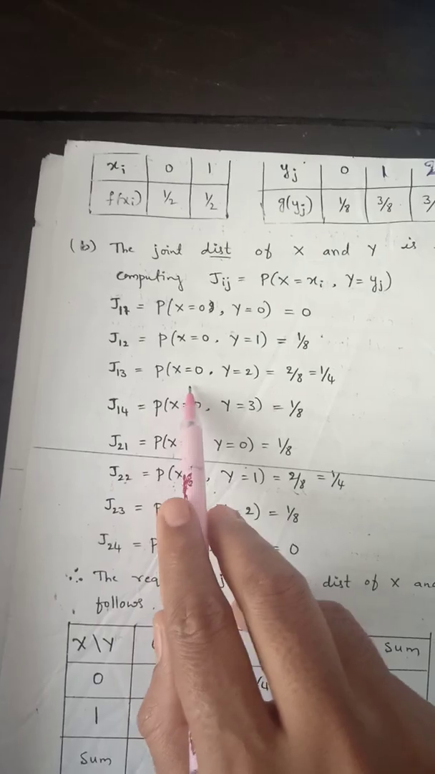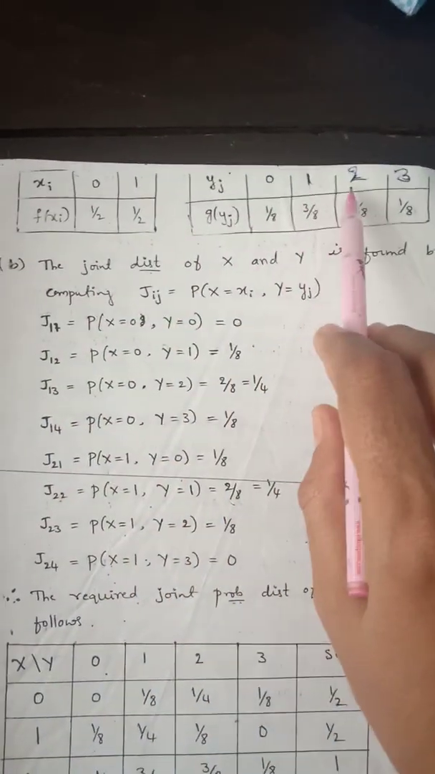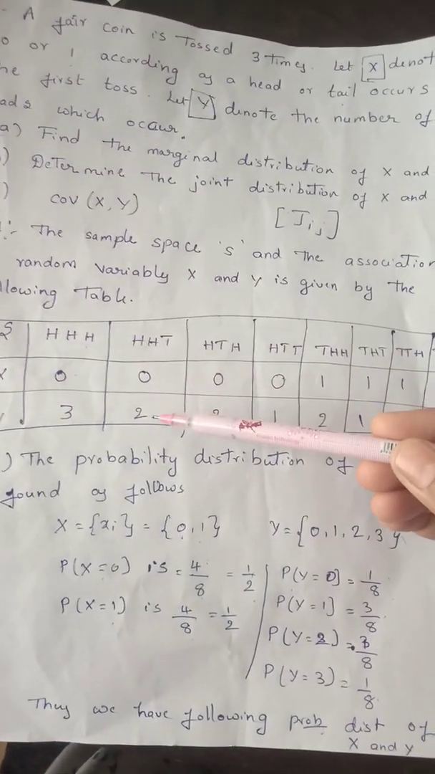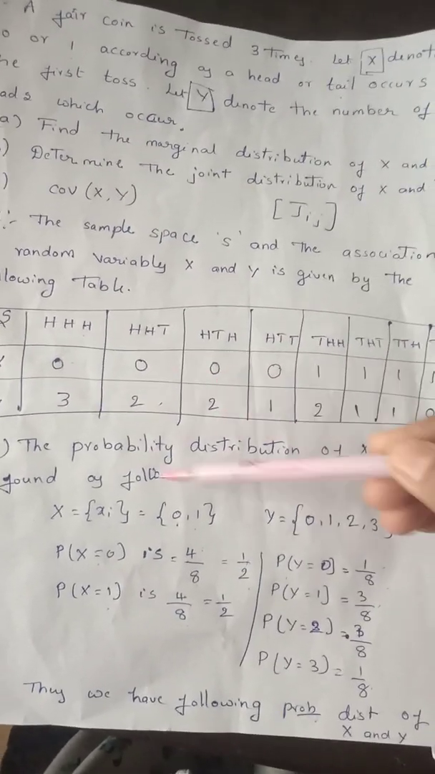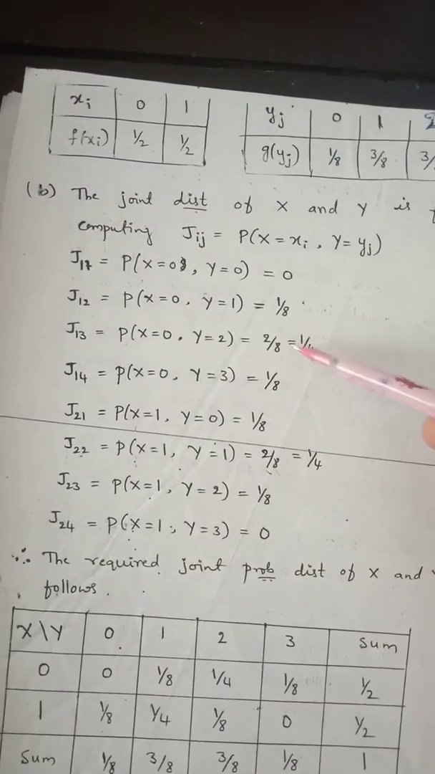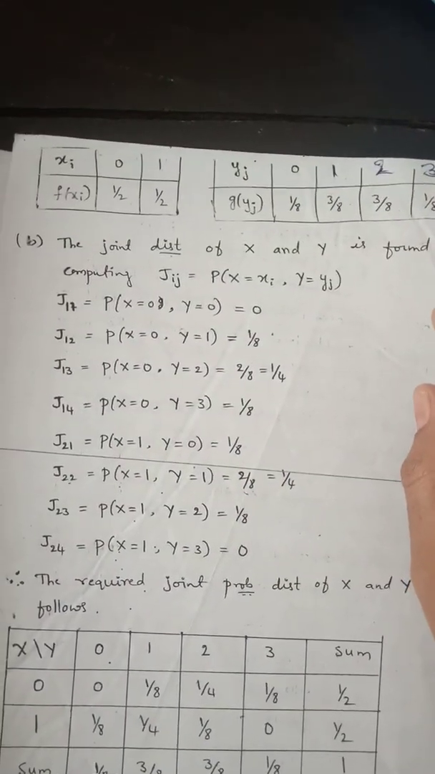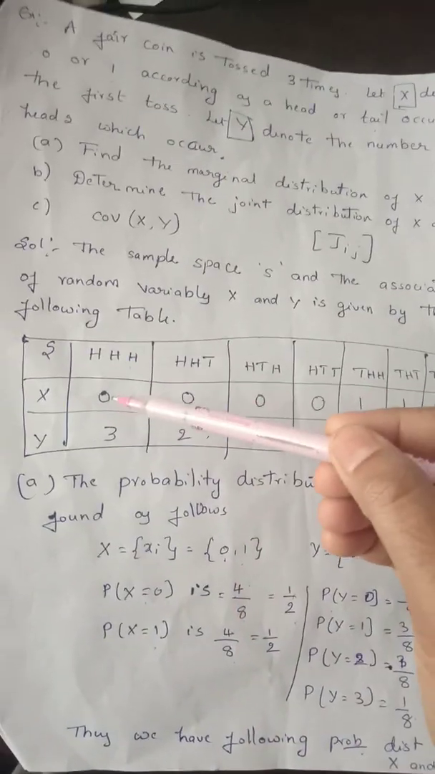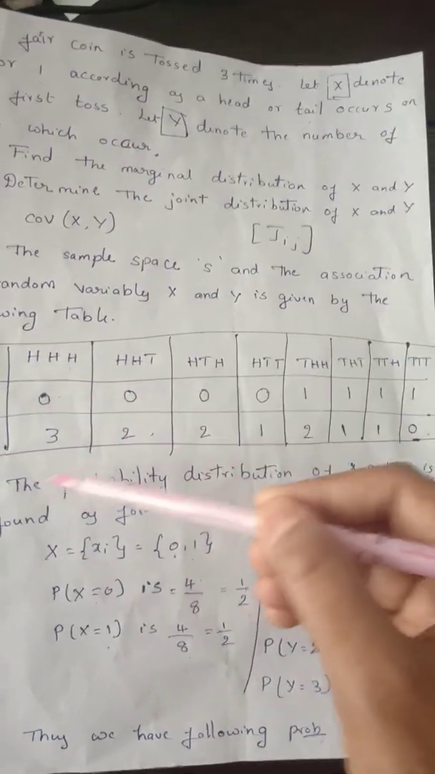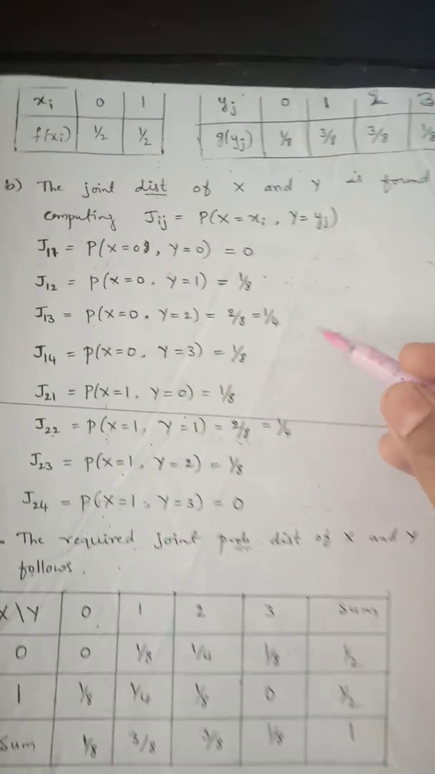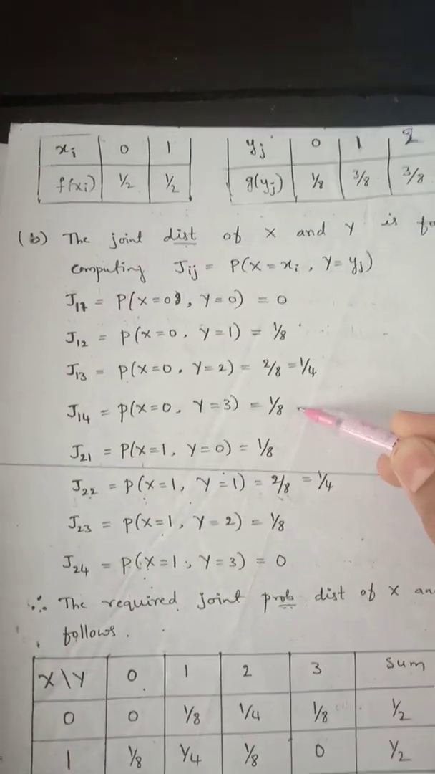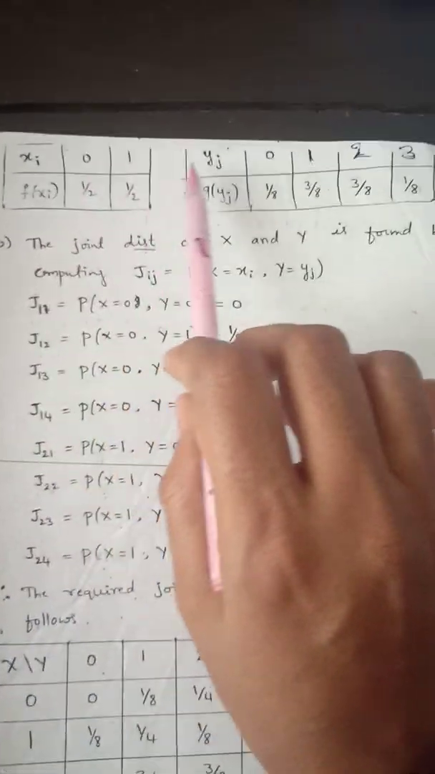Again J13 means x is 0 and corresponding y is 2. X is 0 and y is 2. How many values are there? 2 values are there. Therefore this is 2 by 8. Next, x is 0 and y is 3. So I am considering this table. X is 0, y is 3. How many values are there? Only 1. That is 1 by 8. So this is the first row, that is, when x is 0, the corresponding y values.